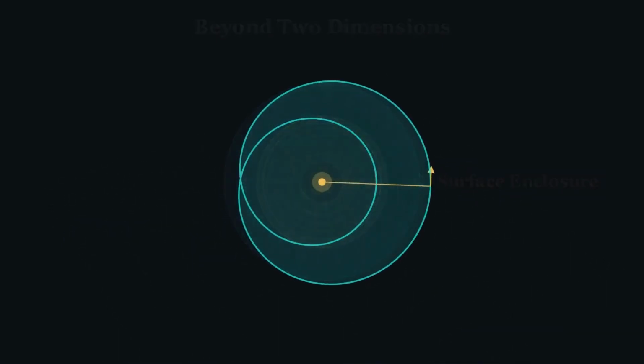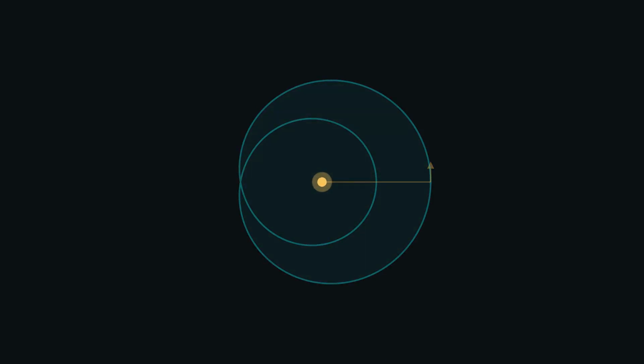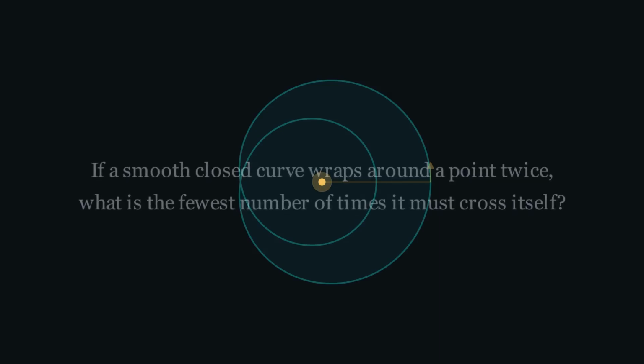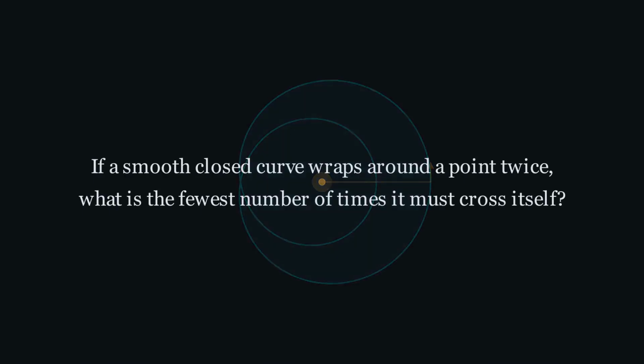You can now see vector shapes not as fragile boundaries but as topological landscapes measured by the total rotation of a tether. The same elegant logic extends far beyond computer graphics to describe winding numbers in higher dimensional topology. If a smooth, closed curve wraps around a point twice, what is the fewest number of times it must cross itself?